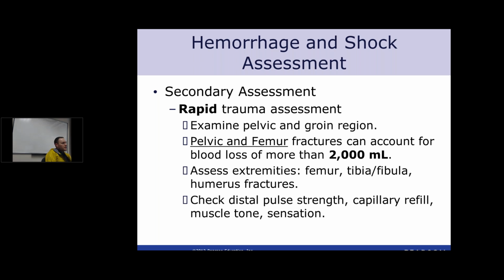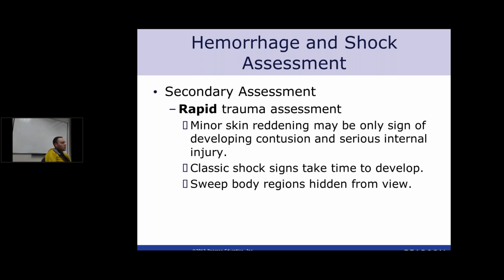More on the rapid trauma, so you're going down past the abdomen, pelvic, and groin region. Knowing that a pelvic fracture or femur fracture can account for blood loss of 2 liters. So you can fit 2 liters into the pelvis, 2 liters into the thighs, and a patient can have life-threatening blood loss that's not significantly obvious. So you assess the extremities, obviously for any deformities. You check the pulses, capillary refill, sensation, muscle tone. So you're checking for your neuro assessment as well.